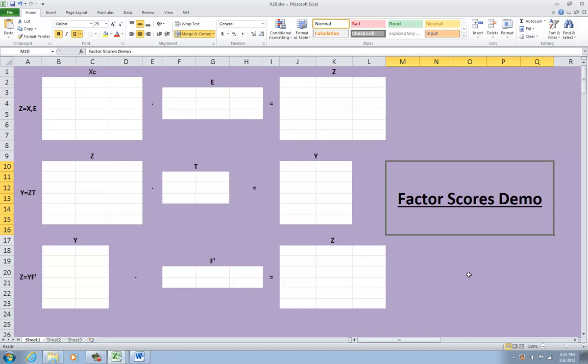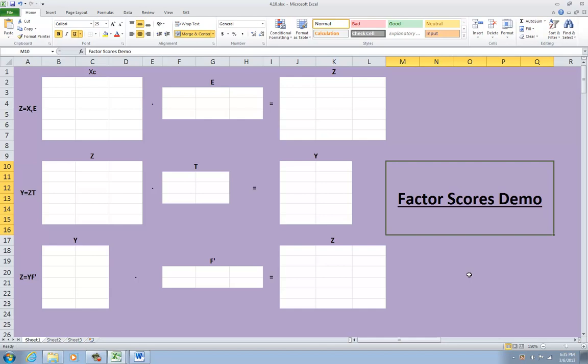This video will be a factor scores demonstration using simplest case data from section 4.4 in your textbook. Factor scores are estimates of the underlying scores on the latent variables for each observation. Since the factor scores are created in standardized score form, the original data must also be converted to standardized form for the calculating of factor scores.